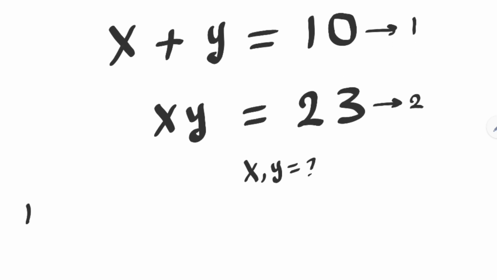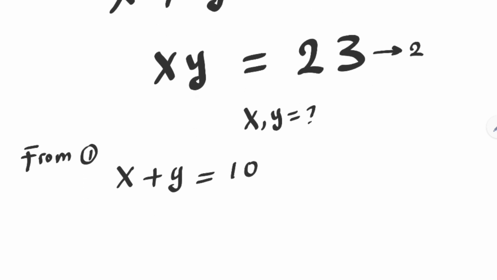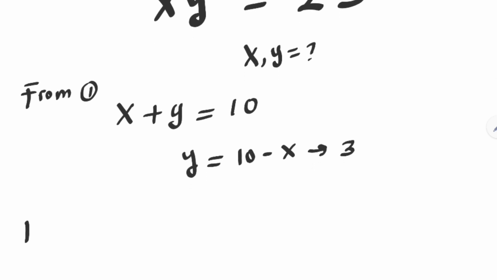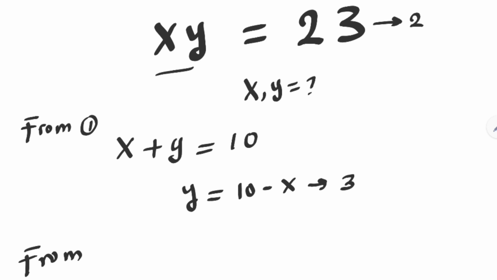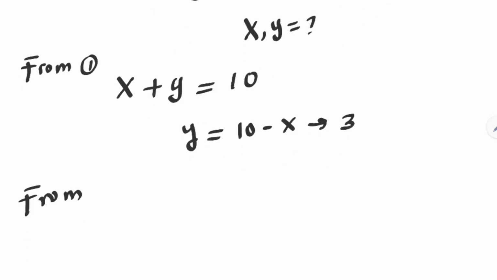From equation 1, x plus y is equal to 10. Let us make y the subject. y is equal to 10 minus x. This is equation 3. From equation 2, here xy is equal to 23.